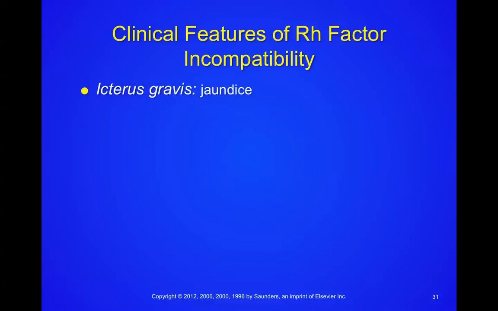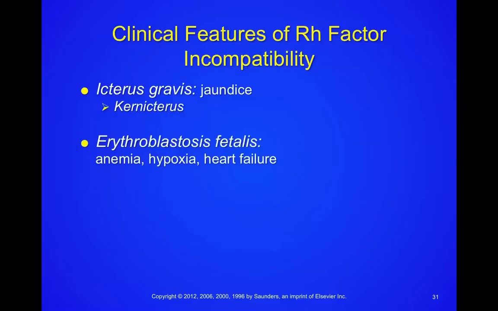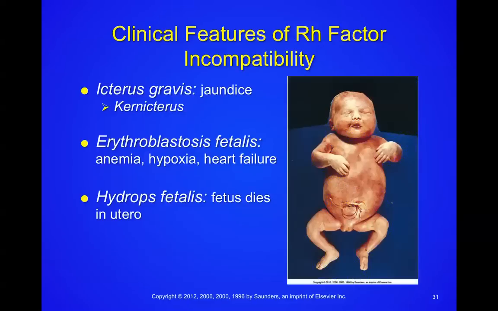For example, with icterus gravis, the only manifestation of hemolysis is jaundice. Occasionally, however, a complication may develop termed kernicterus, which can cause permanent brain damage. With erythroblastosis fetalis, the fetus becomes anemic and develops severe hypoxia and congestive heart failure. Fetal bone marrow works overtime, trying to compensate for the loss of red blood cells. Other organs are recruited for the production of red blood cells, such as the liver and the spleen. This may progress to hydrops fetalis, in which the fetus dies in utero.